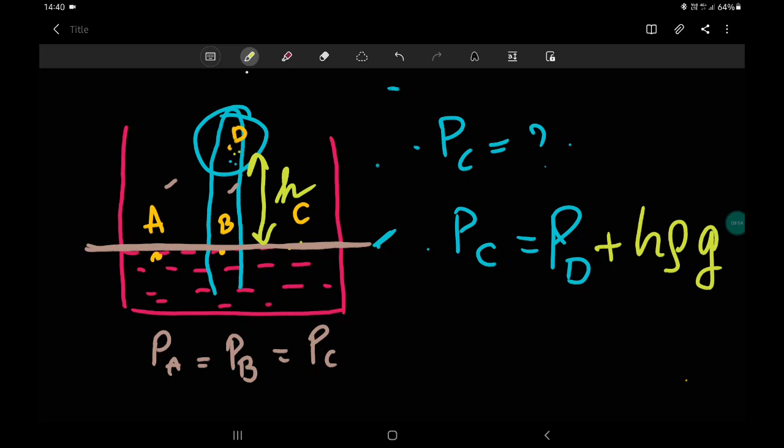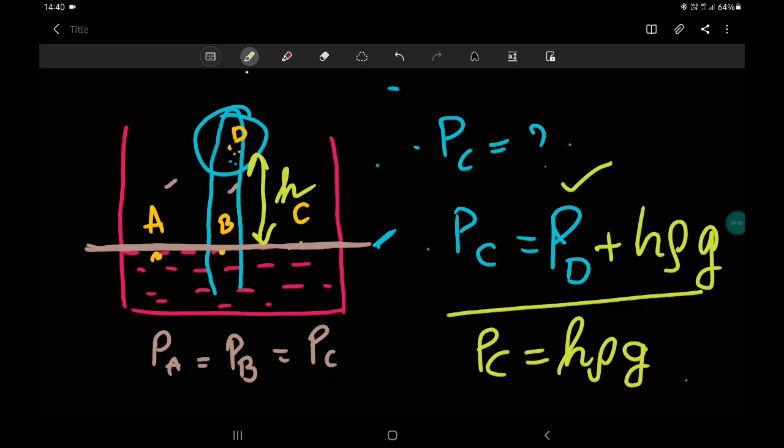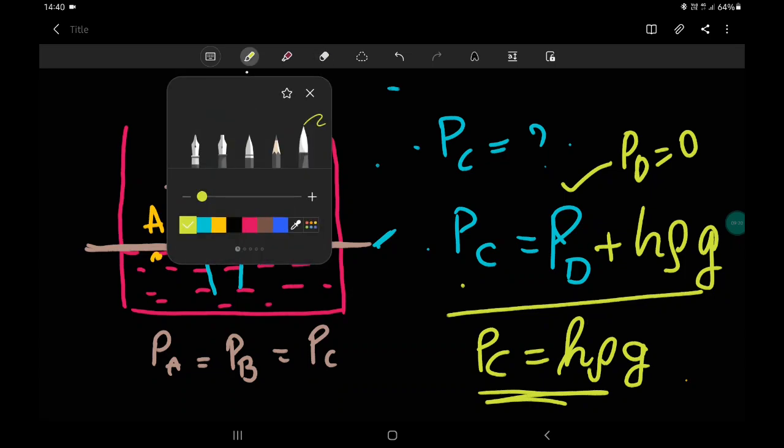I hope you understood that. Pressure at D, I told you before, is 0, which means pressure at C is equal to H rho G, because PD is equal to 0. So pressure at C is equal to H rho G. If I give you the values of H, and one more concept.